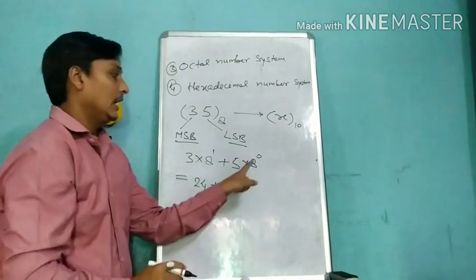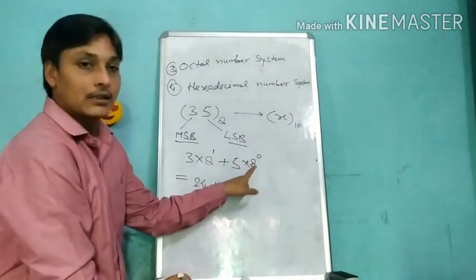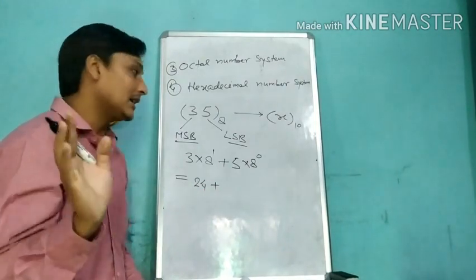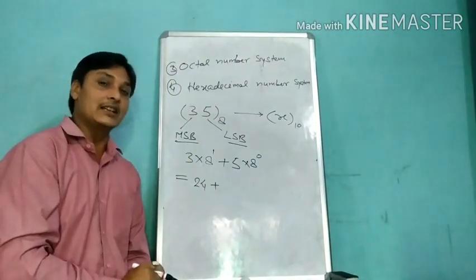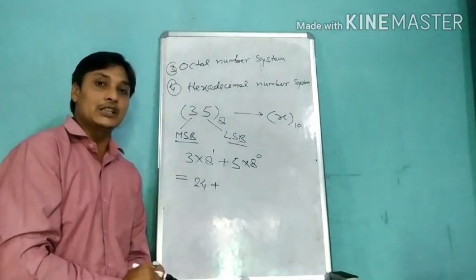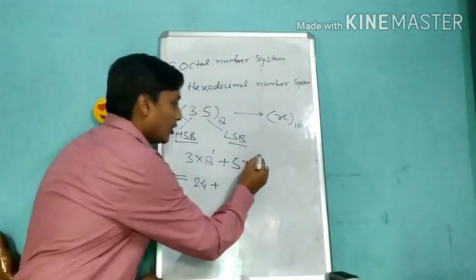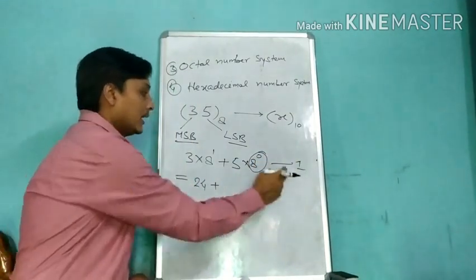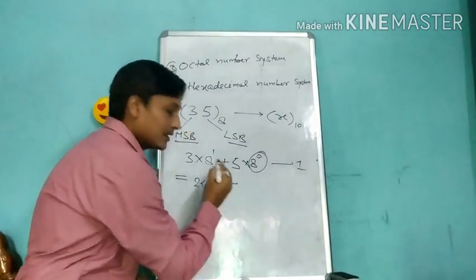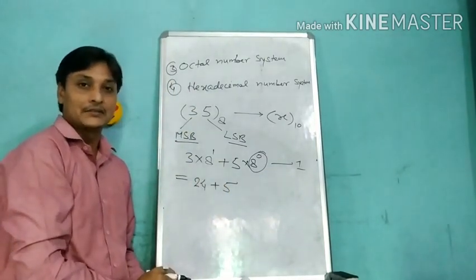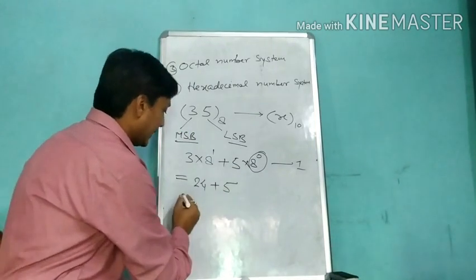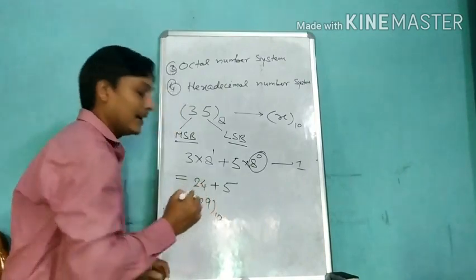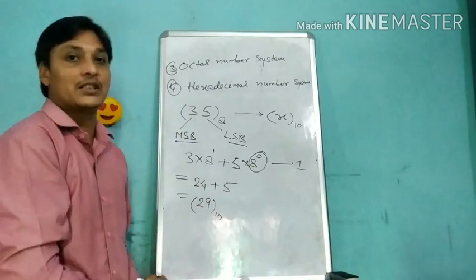Plus, if the power is 0, what I taught you in the last lecture is that if the power is 0 on any number, the value will be 1. So 1 into 5, you will get only 5. Fine? So 24 plus 5, the output will be 29. It is the equivalent in the decimal number system.